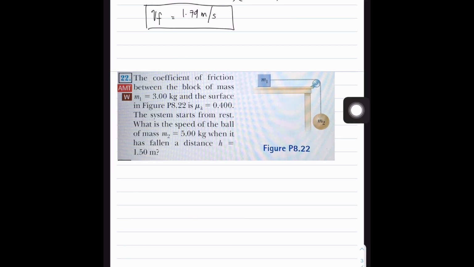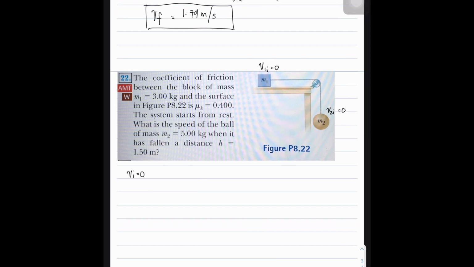Right? For our second item, here is our given figure. The coefficient of friction between the block of mass M1, which has a mass of 3 kilograms, and the surface has a coefficient of kinetic friction of 0.4. The system starts from rest. Okay, so if it starts from rest, Vi is equal to 0, both for M1 and M2. V1i is 0, V2i is also 0.